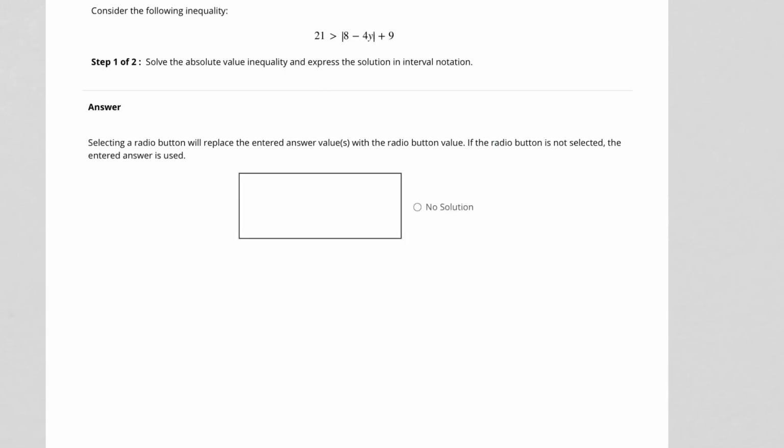In this problem, we have 21 is greater than the absolute value of 8 minus 4y, plus 9, and I don't like that. I want to switch it around. So I am going to put 21 on the right, and I'm going to make sure that the symbol, like remember maybe when you're in grade school, the alligator needs to be eating the 21. And I'm going to put the absolute value of 8 minus 4y plus 9 on the left-hand side. So I've rewritten that as the absolute value of 8 minus 4y plus 9 less than 21, which means the same thing. Now I'm going to subtract 9 from all those pieces.